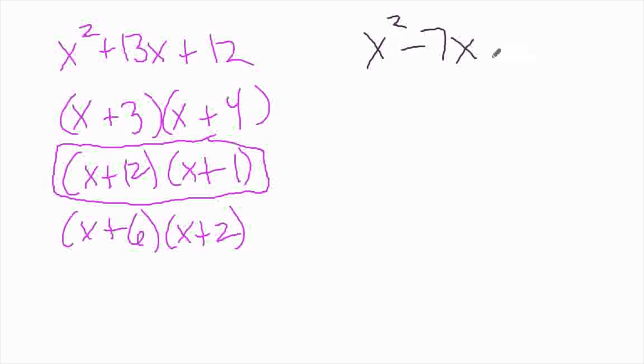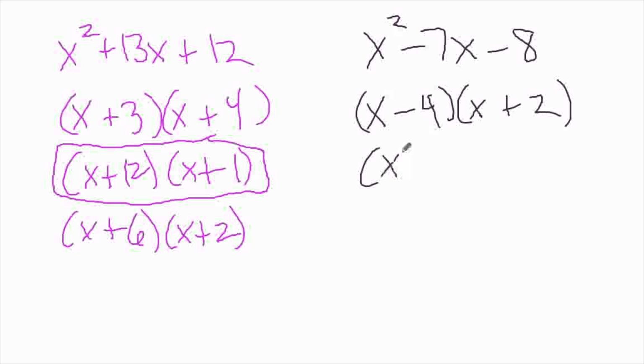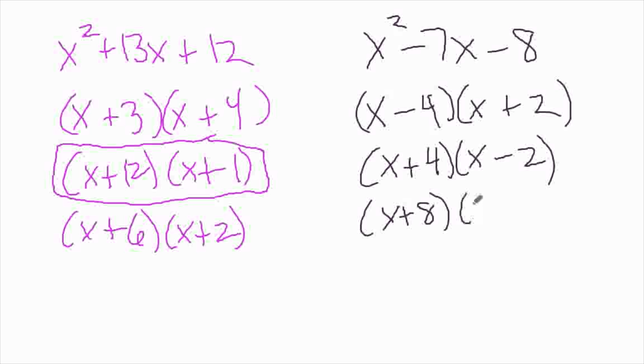Let's see, how about this? Okay, so now you need to ask yourself what multiplies not to 8 but to negative 8. How about minus 4 times 2? How about 4 times minus 2? All right. How about 8 times minus 1? How about minus 8 times 1?